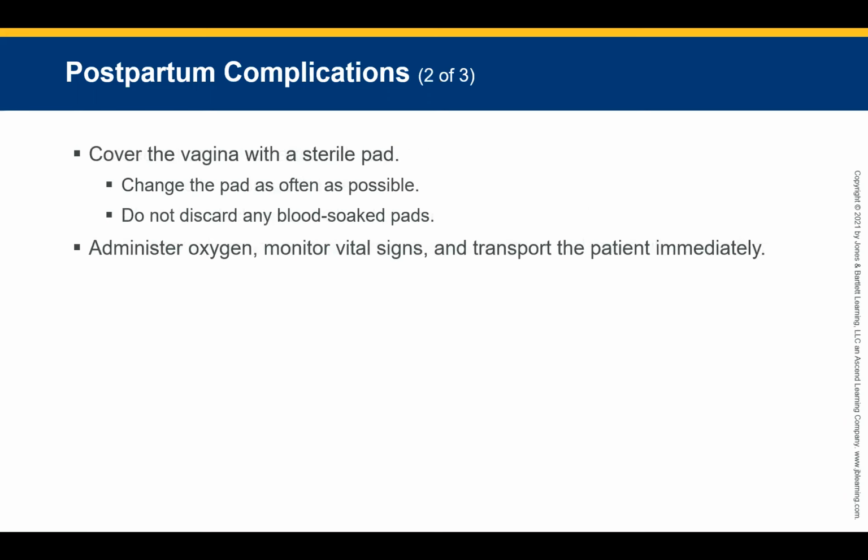Cover the vagina with a sterile pad, changing the pad as often as possible. Administer oxygen if necessary. Monitor vital signs like we should already. Transport rapidly and immediately to a hospital. Never hold the woman's legs together or pack the vagina with gauze in an attempt to control bleeding. Never pack the vagina with gauze or pads in an attempt to control the bleeding. So I don't want you to pack the vagina with anything. You can cover it, but remember, we need to make sure we start doing the massaging.